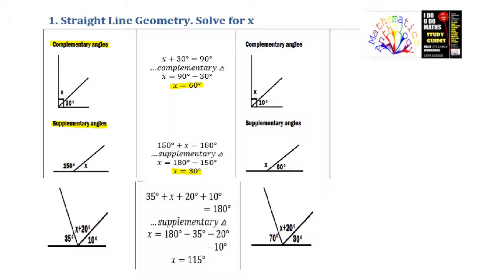The same for my next one. I can see because it's a straight line, again, this is going to be supplementary. So I take all three angles, which is 35 plus x plus 20 plus 10, and I make those all equal to 180 degrees. And I solve for x here, so x will equal 180 degrees minus 35 minus 20 minus 10, and x is equal to 115 degrees.